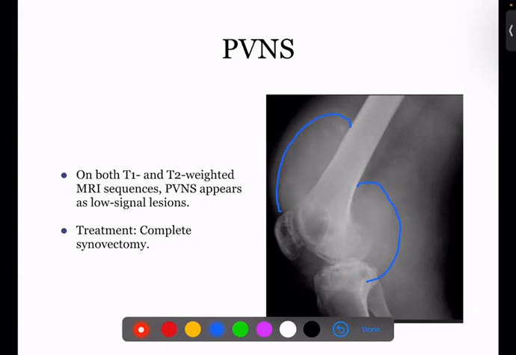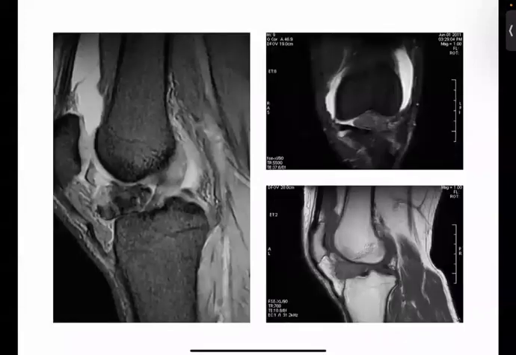PVNS appears low on both, low T1, low T2, but they always have inflammation. Okay? Treatment is complete synovectomy. Take out the whole synovium. Okay? Why did we say low T1 low T2? Because it will appear like this.